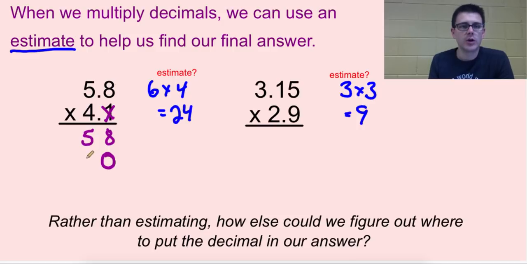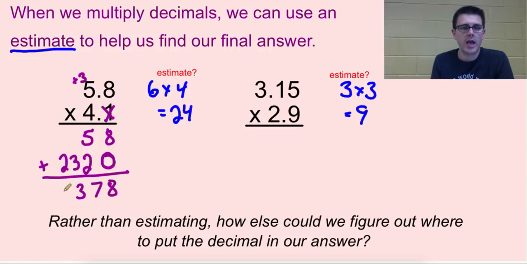4 times 8 is 32. So our 2 goes down here and we carry the 3. 4 times 5 is 20. Plus 3 is 23. When we're done, then we go ahead and add our partial products together. 8 and 0 is 8. 5 and 2 is 7, 3 and 2. And then remember, we want an answer that's close to or approximately 24. So think about where would I put a decimal in this number so it's going to give me something close to 24? Well, right here would make sense. 23.78 is awfully close to our estimate of 24.